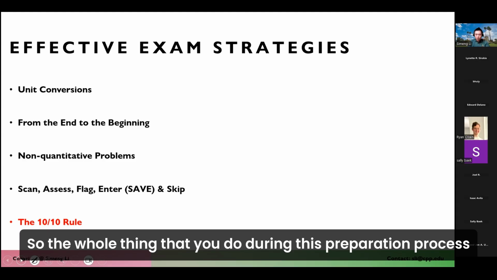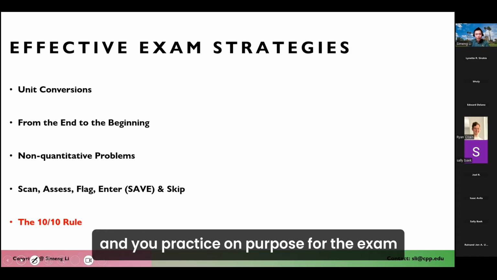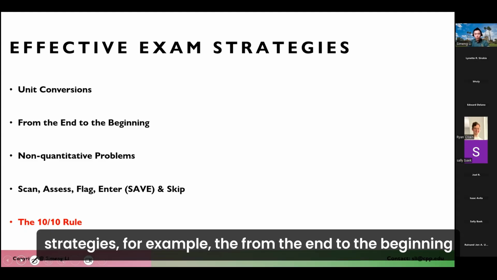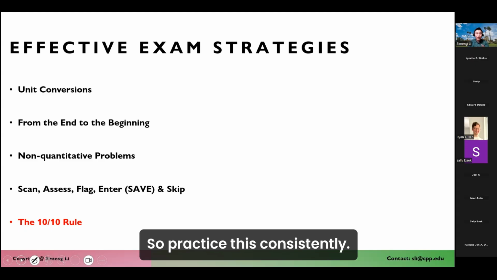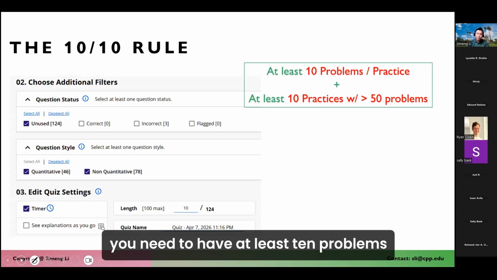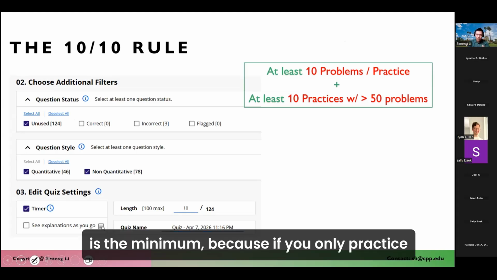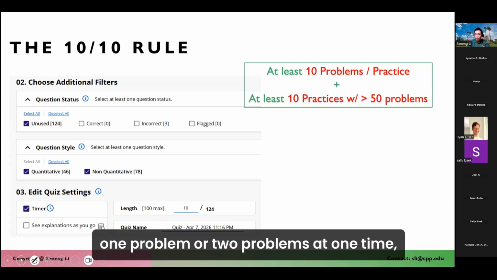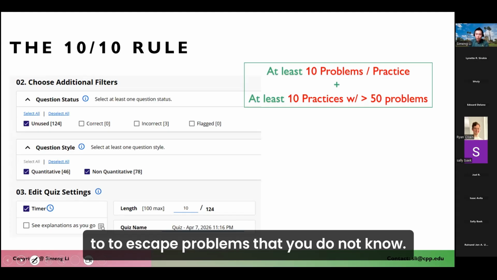So the whole thing that you do during this preparation process is to just practice on purpose. And you practice on purpose for the exam strategies. For example, the from the end to the beginning method. For example, the safe skip method. Okay, so practice this consistently. And every time you practice, you need to have at least 10 problems for every practice. At least 10 problems is the minimum, because if you only practice one problem or two problems at one time, you will not likely have the chance to skip problems that you do not know.